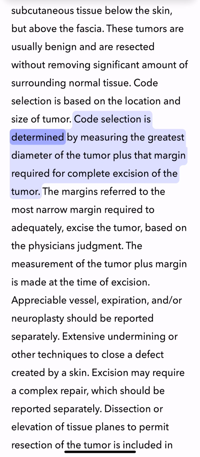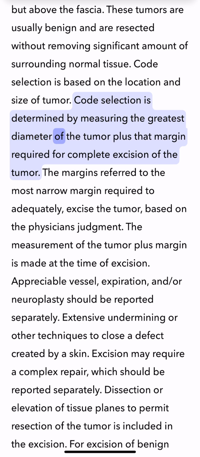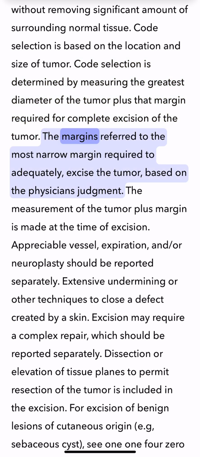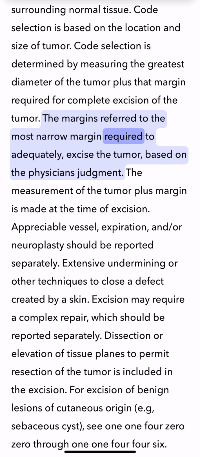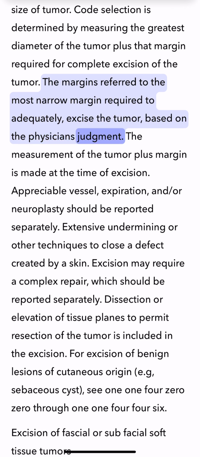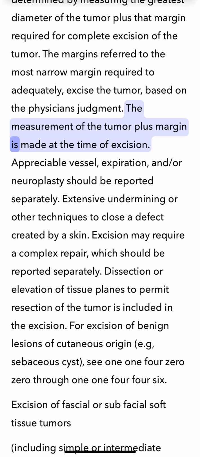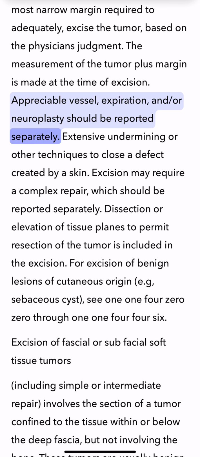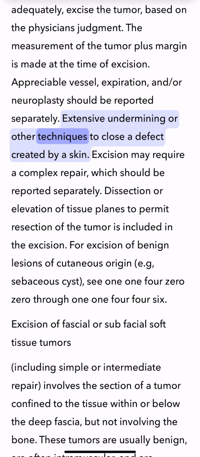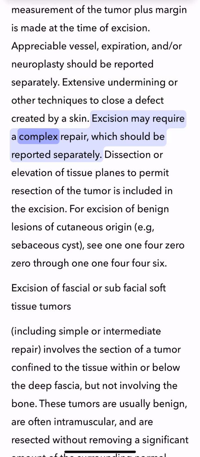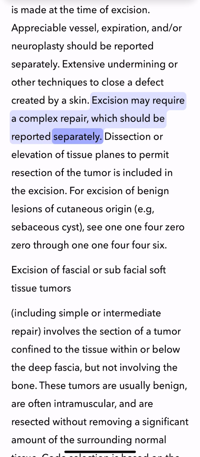Code selection is determined by measuring the greatest diameter of the tumor plus that margin required for complete excision of the tumor. The margin referred to is the most narrow margin required to adequately excise the tumor. Based on the physician's judgment, the measurement of the tumor plus margin is made at the time of excision. Appreciable vessel exploration and/or neuroplasty should be reported separately. Extensive undermining or other techniques to close a defect created by a skin excision may require a complex repair, which should be reported separately.